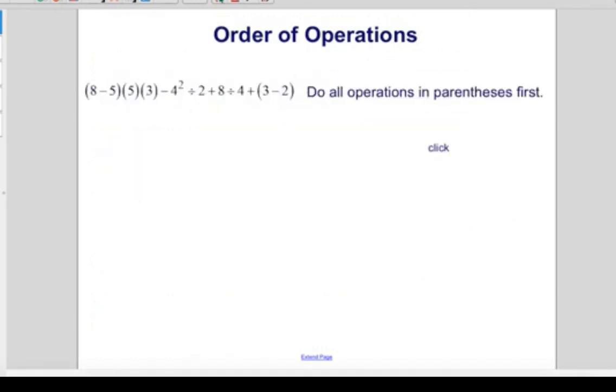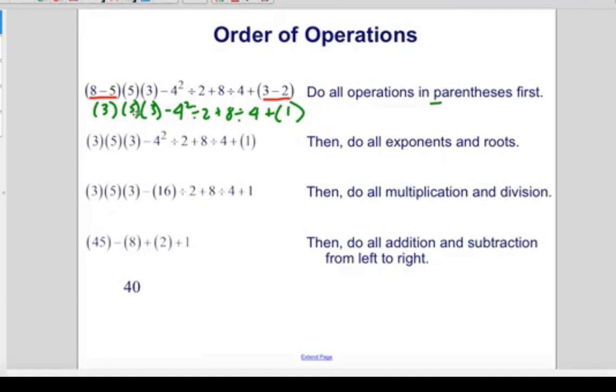Alright, so here's an example of a long expression, and let's figure out what order to do everything in. So first we're going to do all the operations in parentheses because PEMDAS starts with P, parentheses. So 8 minus 5 is 3. We have then a 5 times a 3 minus 4 squared divided by 2 plus 8 divided by 4 plus, and then here we have 1. So the only ones we actually did anything with were these two right there.